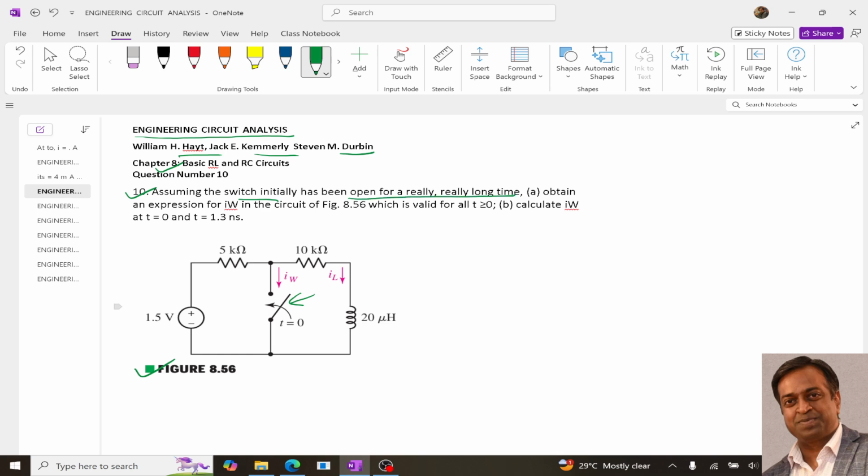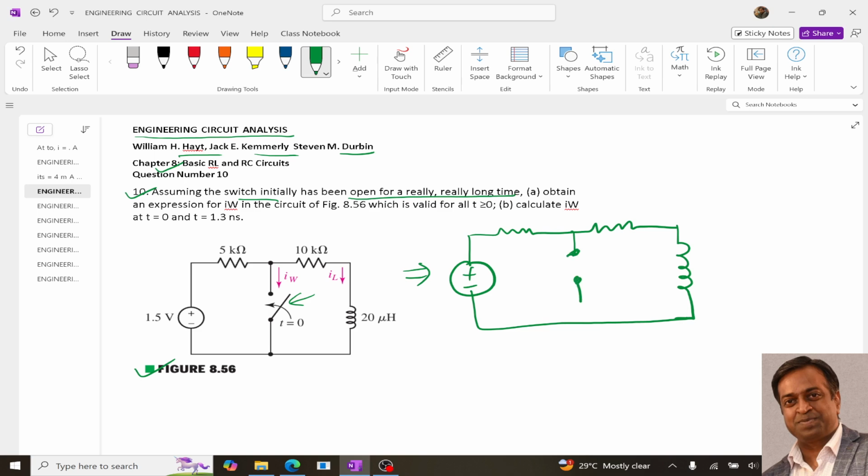It means that when the switch is open, the condition of the circuit will be something like this. Since the switch is open, this branch remains open, so we can simply put it this way. In this situation, we have 5 kilo ohm, 10 kilo ohm, this is our inductor with its inductance, and this is 1.5 volt.